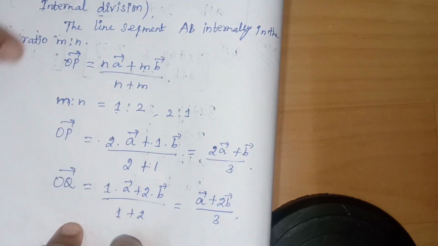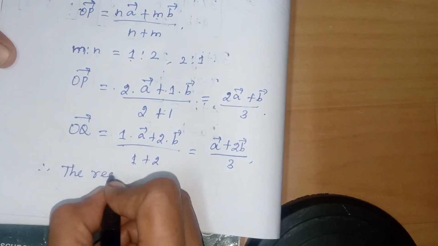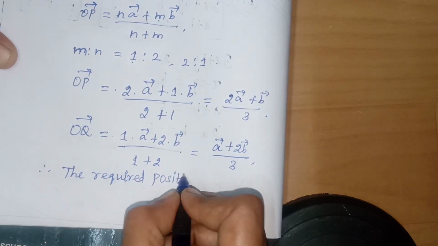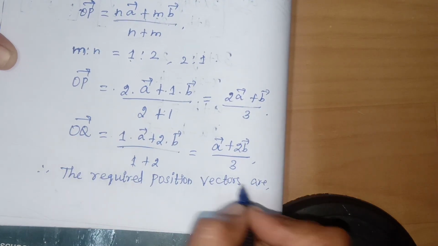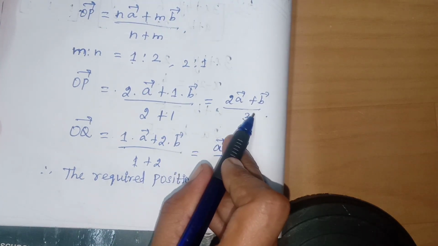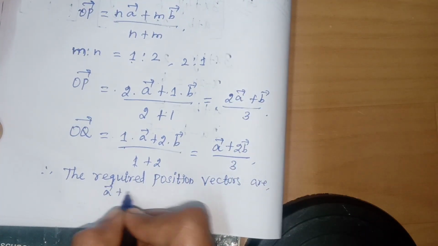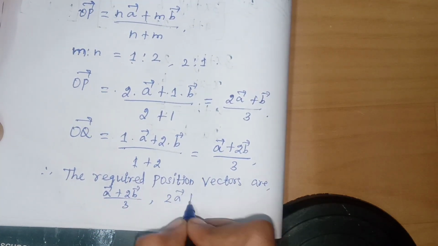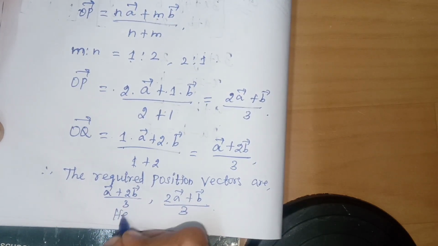OP vector and OQ vector are found. Therefore, the required position vectors are (A vector plus 2B vector) divided by 3, comma, (2A vector plus B vector) divided by 3. This is what they asked us to prove. (2A vector plus B vector) divided by 3. Okay, thank you. Hence proved.